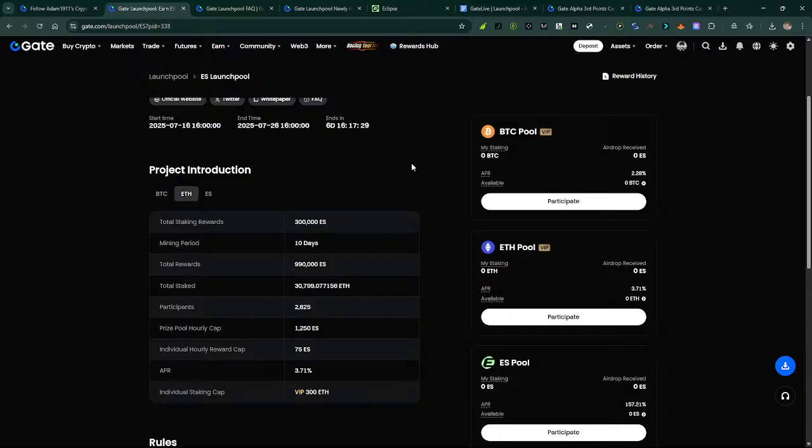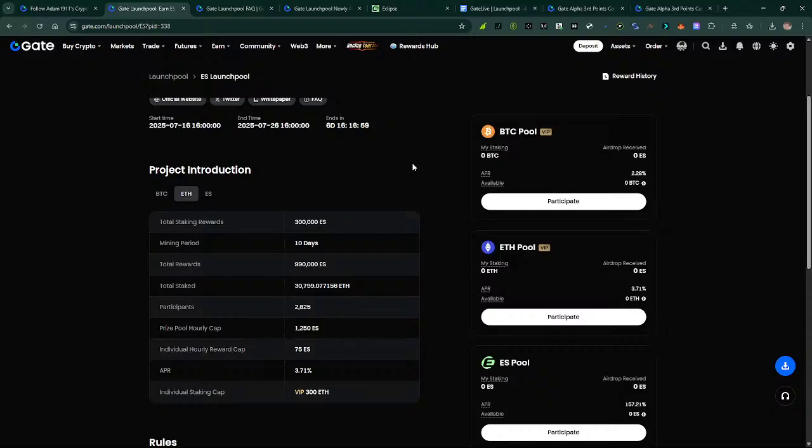Okay, so it is 75 shown here. That means 75 tokens is the maximum cap you can receive each hour. Remember that. And the APR is 3.71%. It is greater than Bitcoin Bull, but the amount of total staking reward is less than the Bitcoin Bull. So that's why the APR is higher.